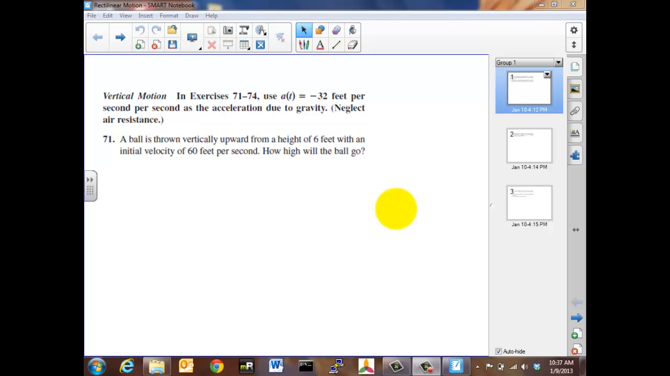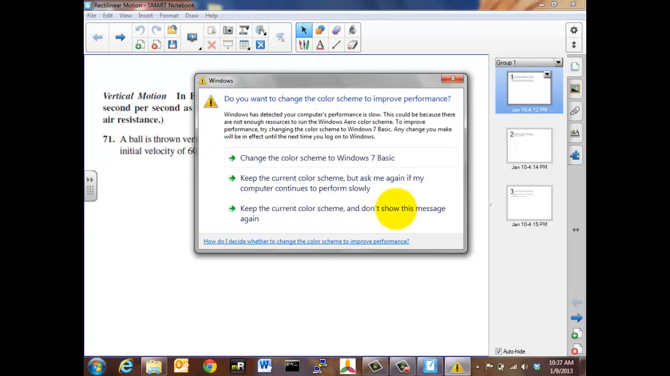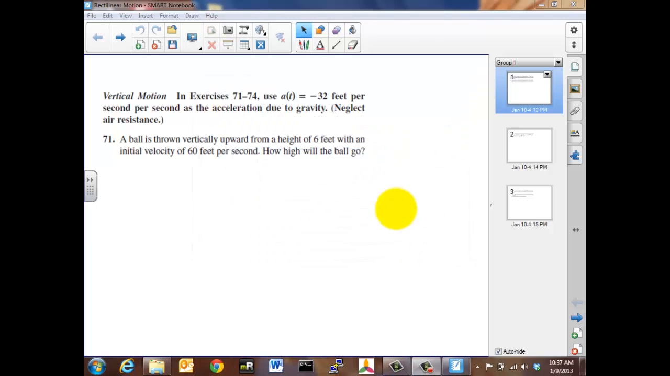Use the fact that A of t is equal to negative 32 feet per second as the acceleration due to gravity. Neglect air resistance. What does that mean? A of t is negative 32, which is what? Gravity. Neglect air resistance. We aren't worried about a puff of wind coming along and blowing us back up in the air, okay? You're just going to fall. So we're starting with that.